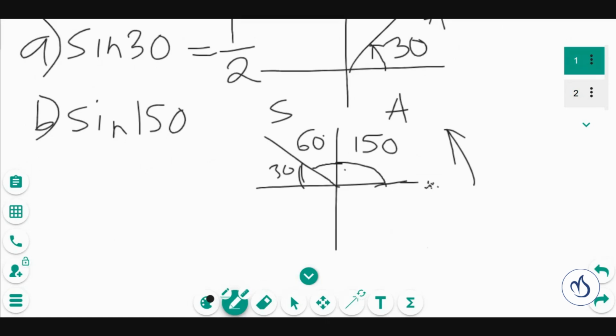Here all are positive, sine is positive. Now my angle of 150 is falling in the quadrant where sine is positive, and I want the value of the sine 150. So my answer is going to be positive. So my sine of 150 is positive.